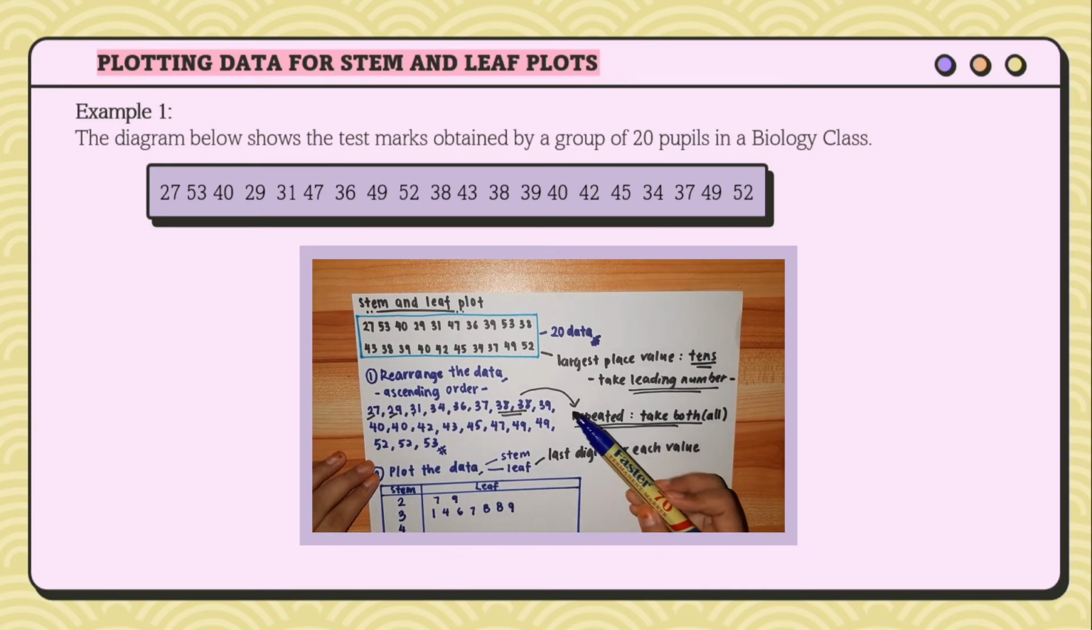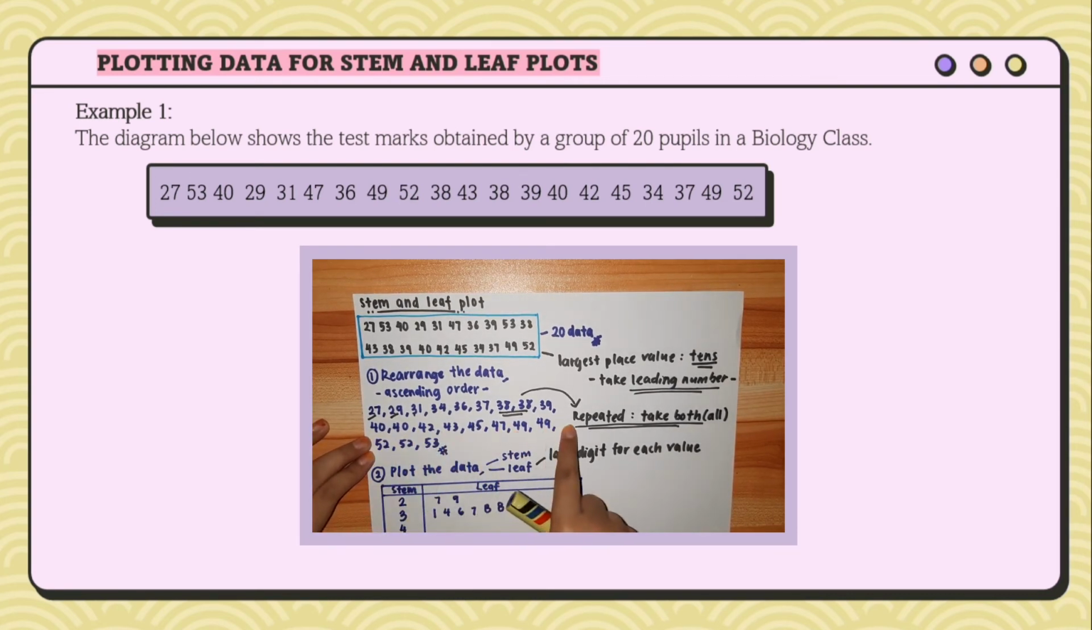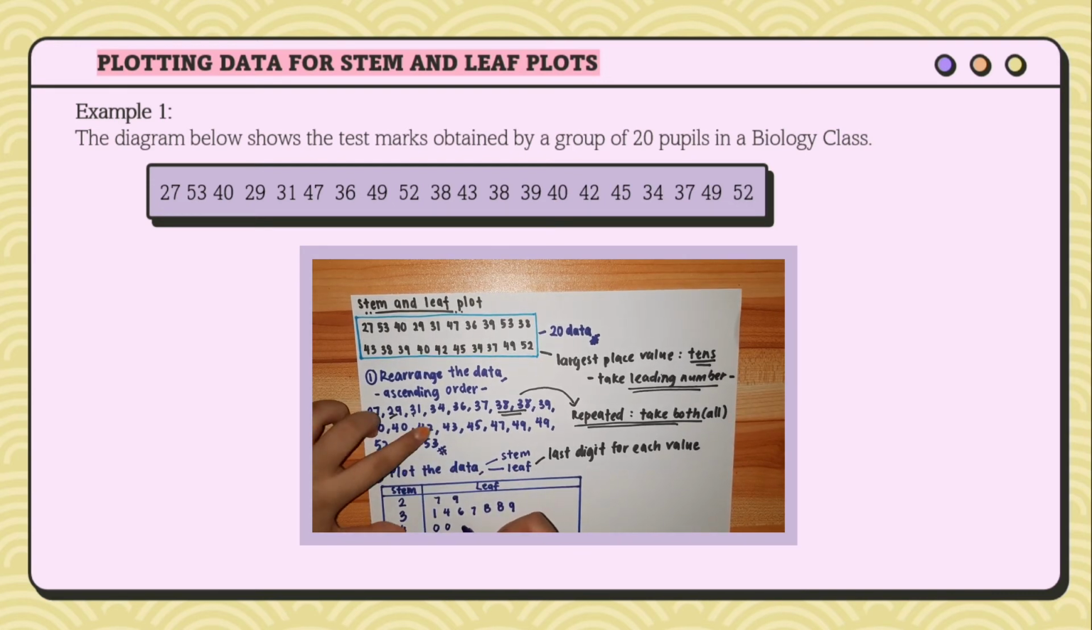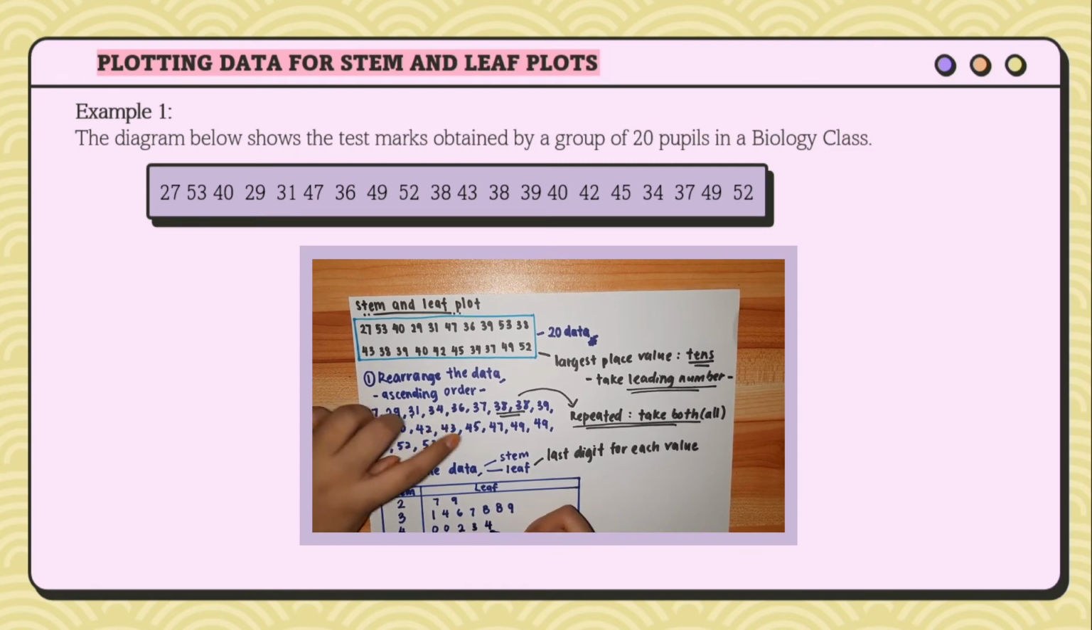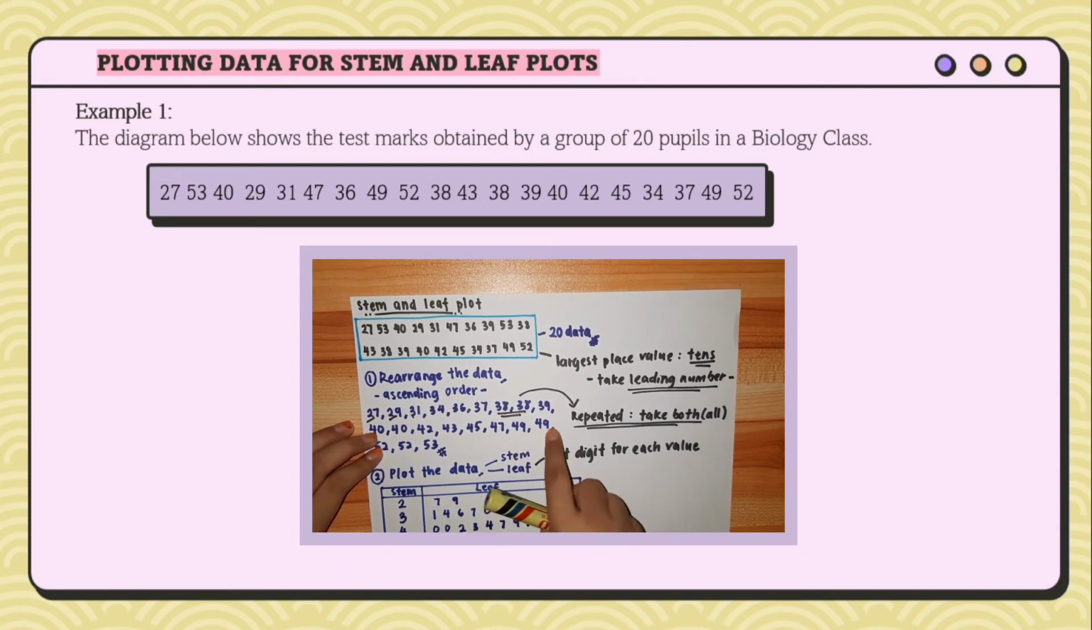Let's continue for stem 4. So write down all the leaf for number 40 until 49. So the leaf are 0, 0, 2, 3, 5, 7, 9, and 9. Actually, I had some mistake there.